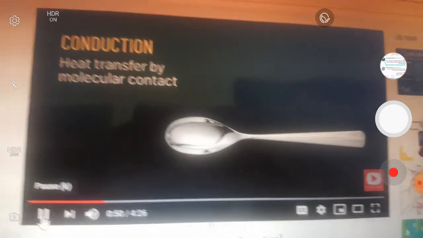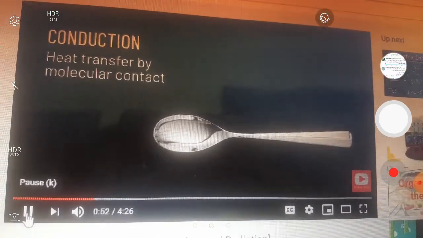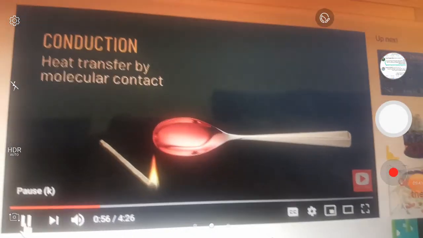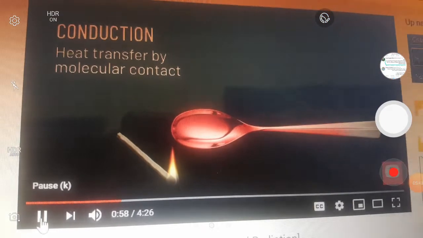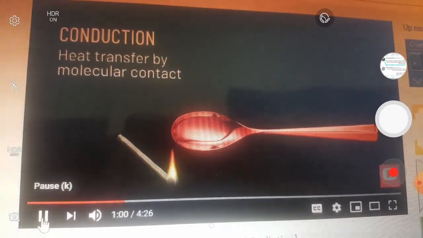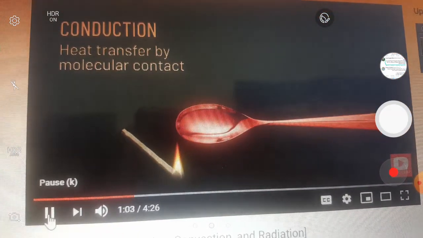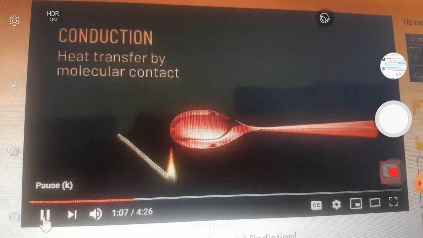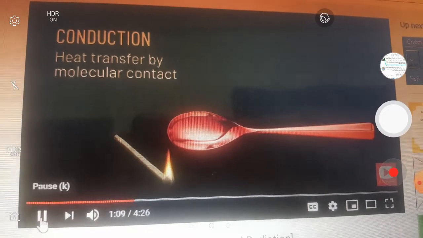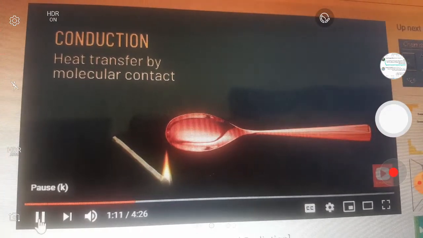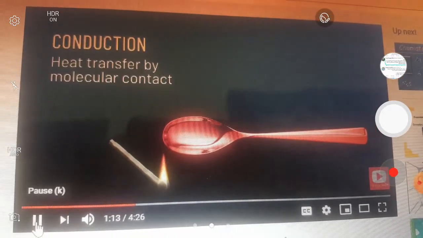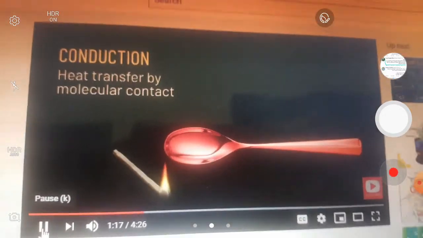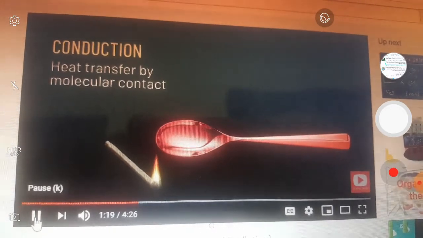So here I have a metallic spoon, and I imagine holding a match underneath it. Now what we know is that that spoon is going to heat up, and not just the part of the spoon that's over the match, but rather the spoon as a whole. And the reason this happens is because of conduction. Energy from the flame is causing the molecules within the spoon to vibrate, and that's transferring energy from one to the next, to the next, to the next, until the entire spoon has warmed up.